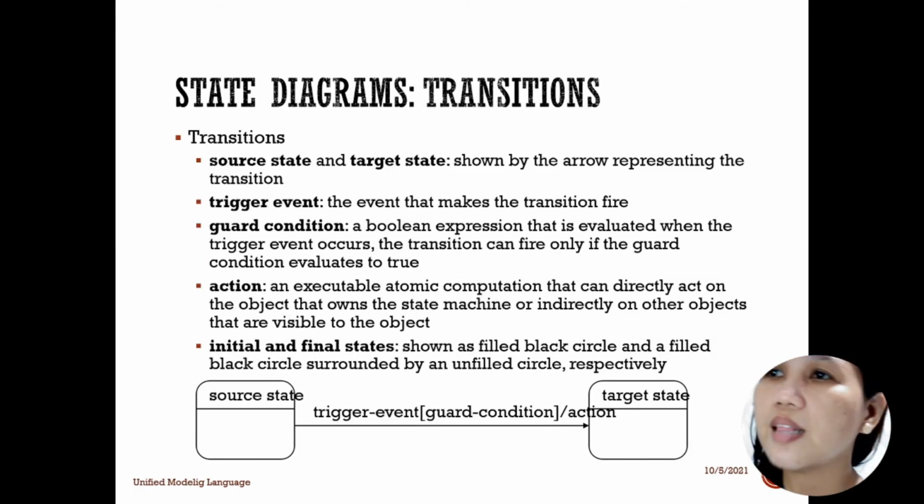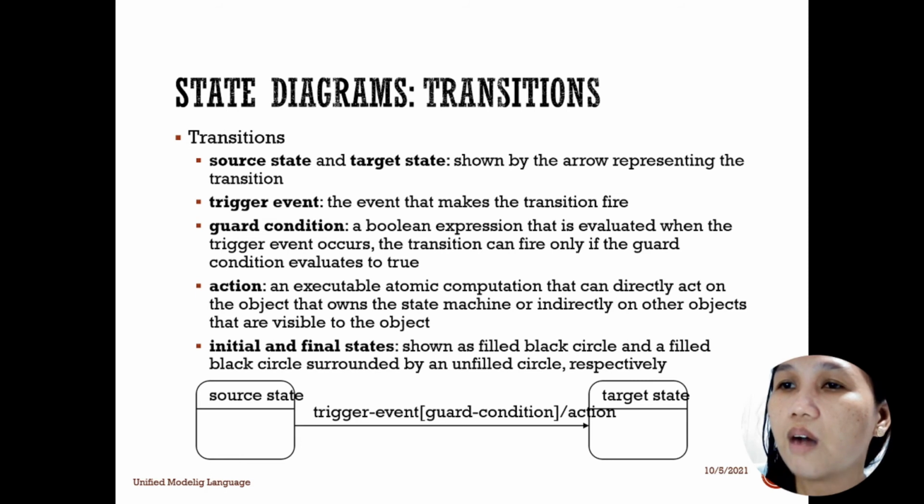Now, the state diagram transition. A transition has a source state and a target state. So we have here two states shown with an arrow representing the transition, and then we have the trigger event. This is the event that makes the transition fire. The guard condition is a Boolean expression that is evaluated when the trigger event occurs. And then the action is an executable atomic computation that can directly act on the object.